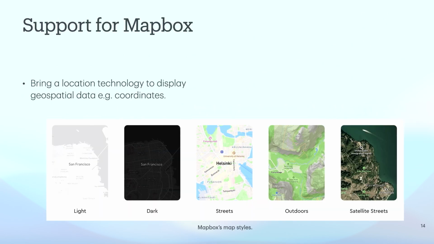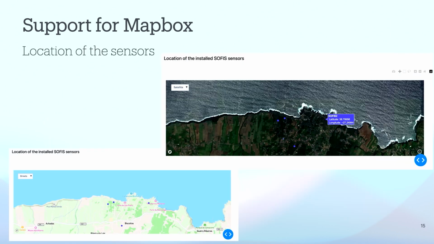Another thing that is useful for geospatial people, I believe, is the support for Mapbox, to bring location technology to your data application. We use it to have a map background behind the data points, for example, or coordinates. So in my project, I have used the satellite view and the streets view, and it's possible when using Dash at the moment.